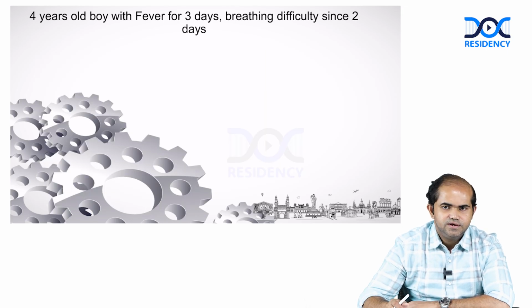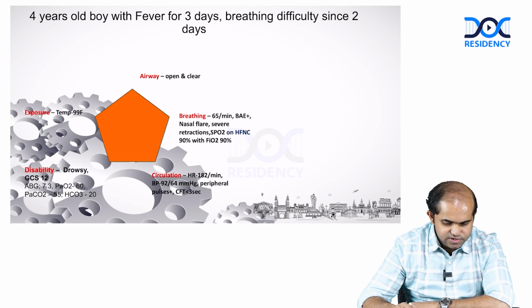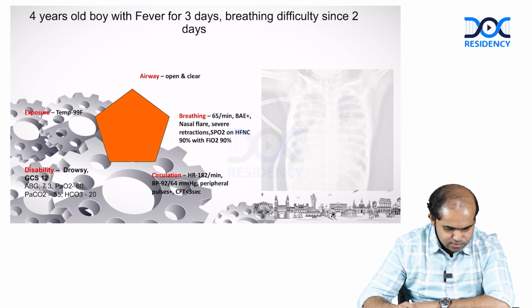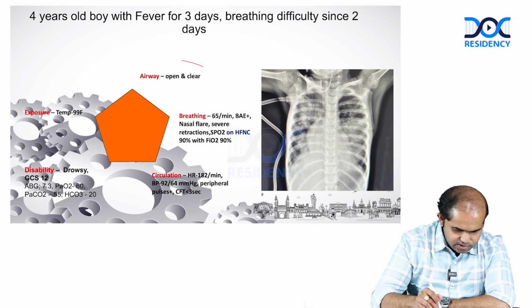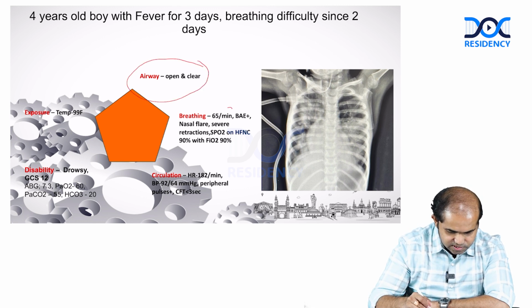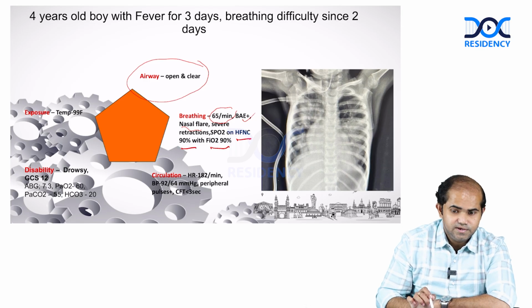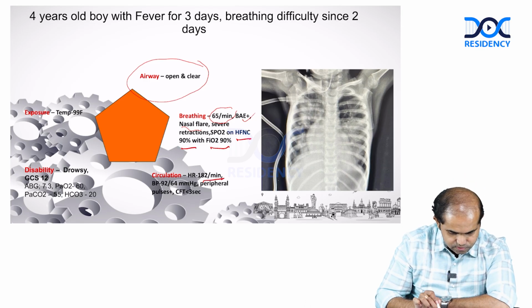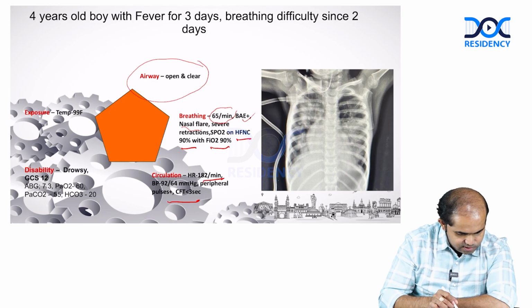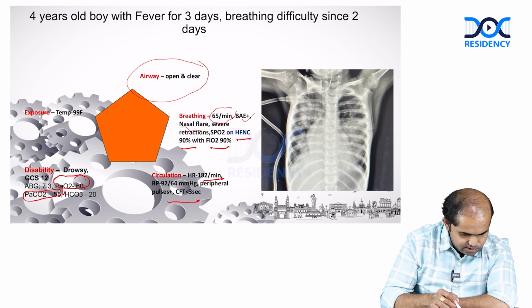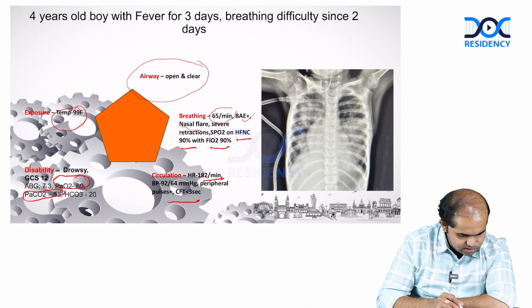So let's go to the child: where should we try NIV, or should we go for intubation? Let's discuss. A 4-year-old child with fever for 3 days and breathing difficulty for 2 days. Per PALS guidelines: airway is open and clear. Breathing-wise, definitely significantly tachypneic, bilateral air entry is present, there is nasal flaring and severe retractions. Saturation on HFNC is 90% with FiO2 of 90. Circulation-wise, heart rate is 182, peripheral pulses are good. Gas: PaO2 is 60, PaCO2 is 55. Temperature is slightly febrile. He is drowsy, GCS is 12.